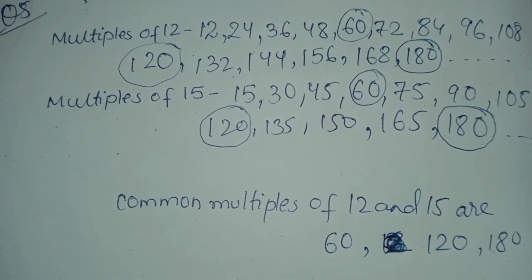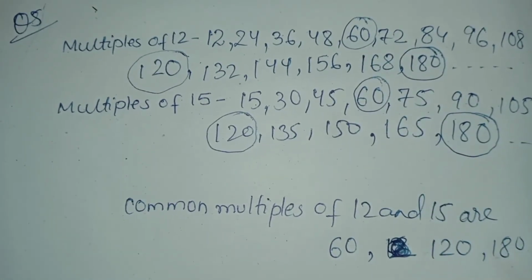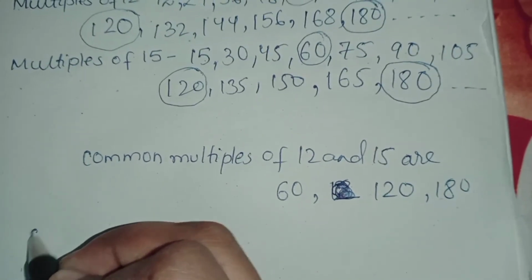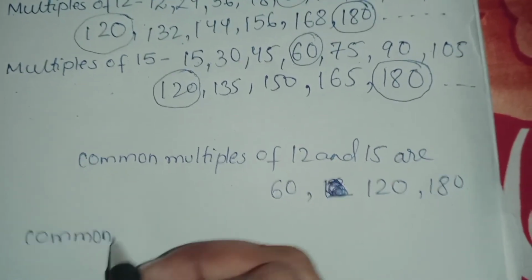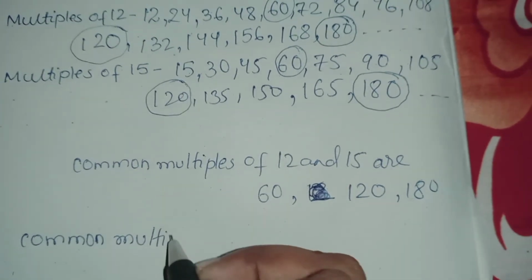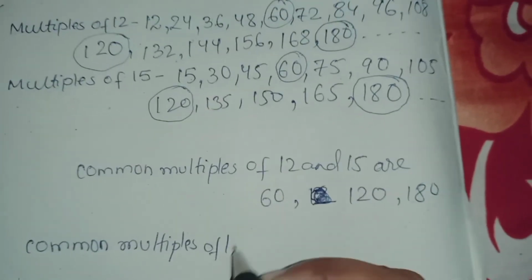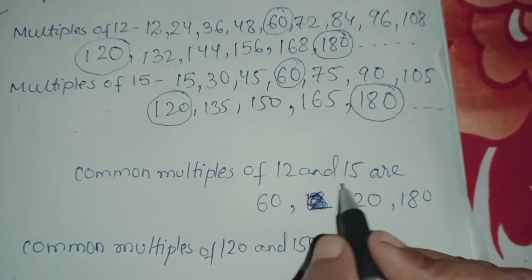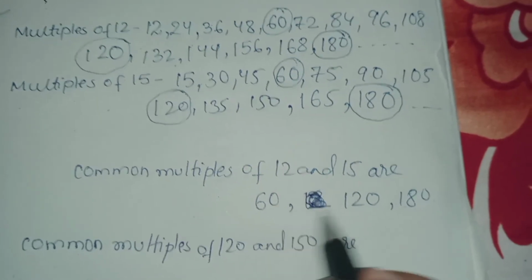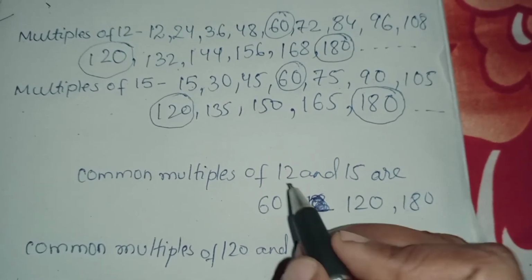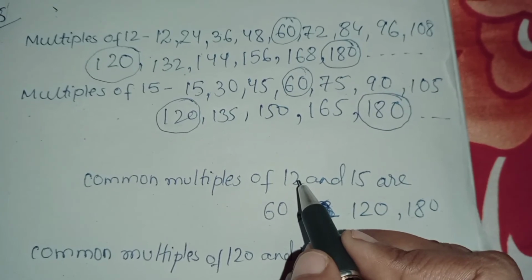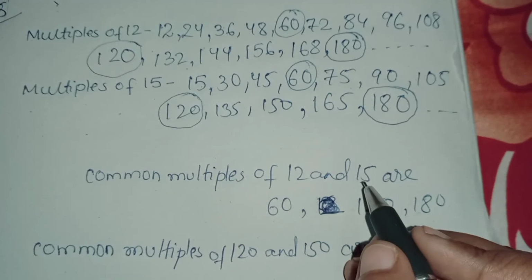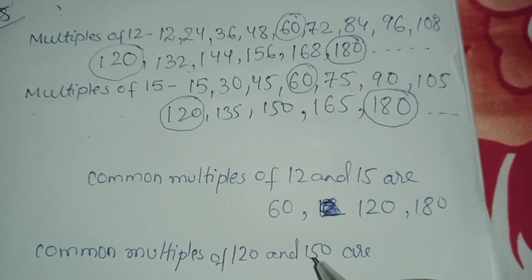Now see, according to the question, they have asked for the common multiples of 120 and 150. But here we have found the common multiples of 12 and 15. So how to do it now? I know you might be thinking that. See here, this is 120, this is 150, this is 12, this is 15. If I multiply 12 by 10, it will become 120 only. If I multiply 15 by 10, it will become 150 only.